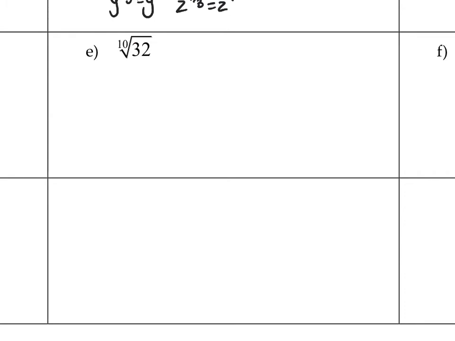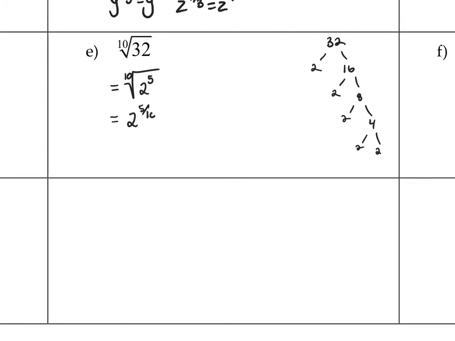Okay, here's part E. So the 10th root of 32. This doesn't look like it simplifies much. Maybe we could do something with this 32. So let's go ahead and look at the prime factorization of 32. So we're breaking 32 down into all its prime factors. So 32 is 2 to the 5th power, and we can go ahead and rewrite that in rational exponent form as 2 to the 5/10, or 2 to the 1/2, which is the same thing as the square root of 2.